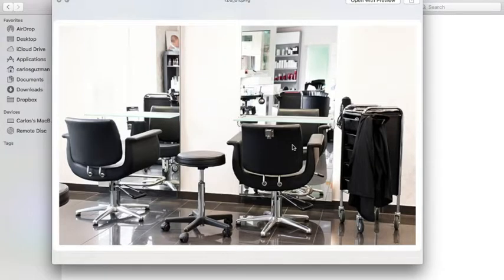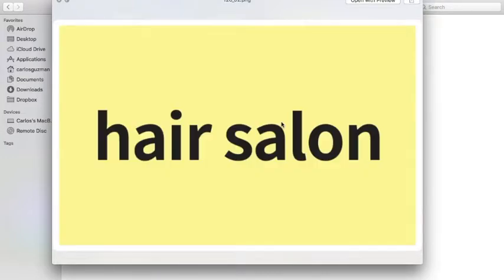Next one. What is this? We see a couple of chairs, a mirror, and maybe some hair product, things that you put in your hair. So in town, what is this place called? I'll give you a hint. It does have the word hair in it. And if you said hair salon, that is correct.